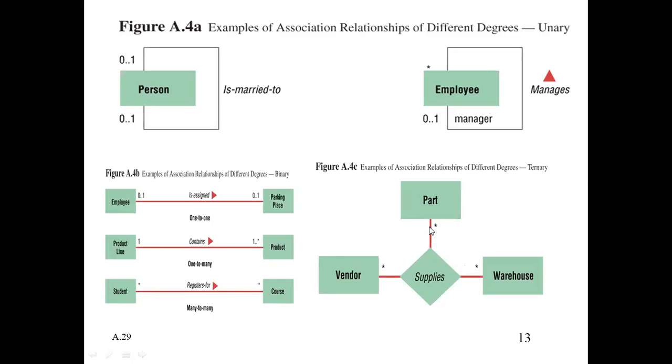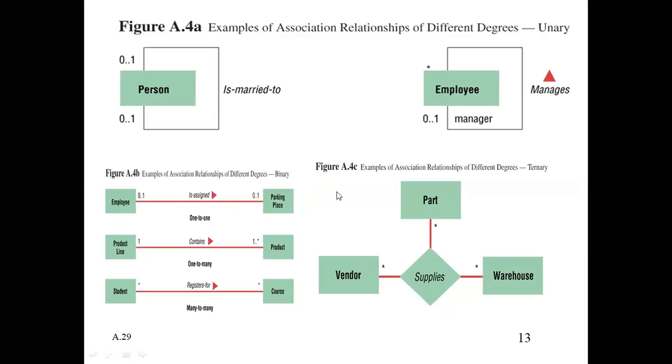Here you can see this is also an example of association. This is a binary relationship. These are unary relationships, the singular relationships. A person is managing or married to a person. A manager is managing an employee; the manager is also an employee, and the manager is managing employees.